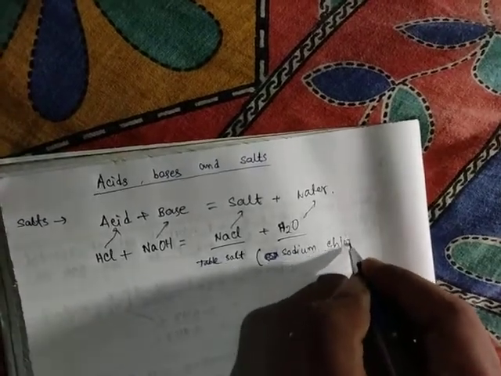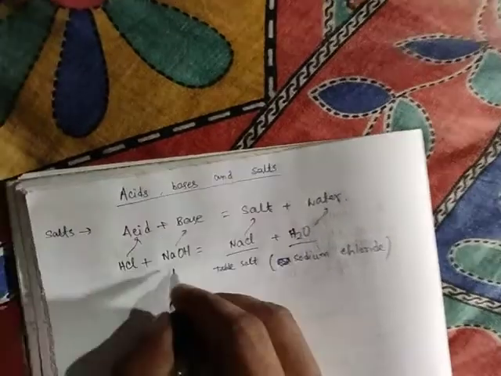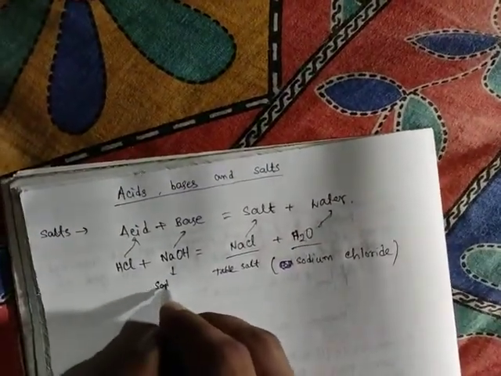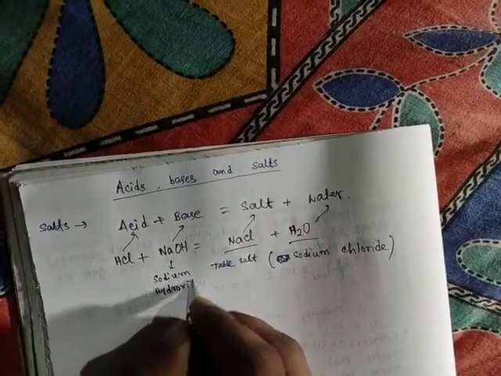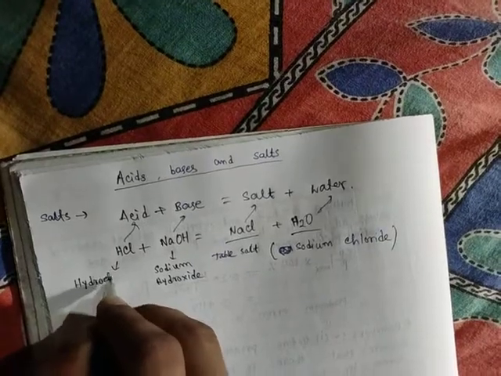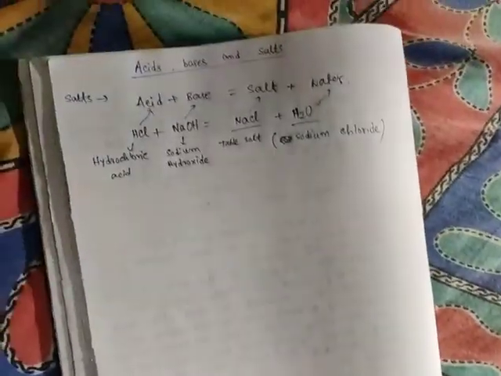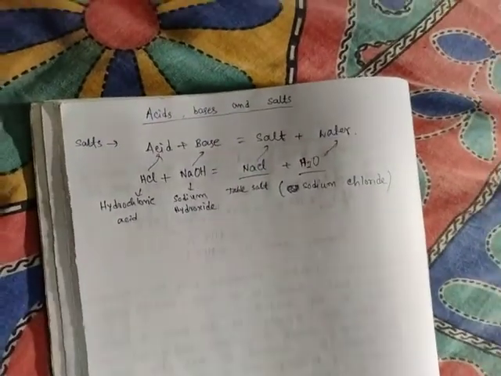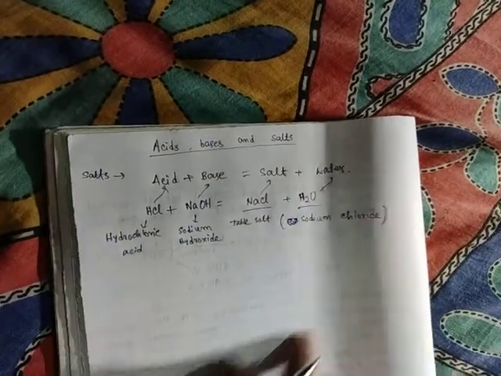Sodium chloride. And this is sodium hydroxide, and this is hydrochloric acid. So when hydrochloric acid and sodium hydroxide react, then we get table salt or sodium chloride and water.